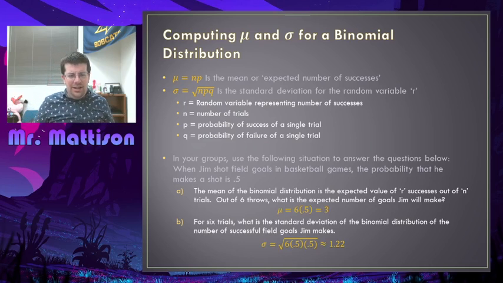Right, so again, we already kind of did A, 6 times 0.5, because that's your probability of success. And then for my standard deviation, 6 times 0.5 times 0.5, because success and failure are both 0.5. And then we square root it, and you should get about 1.22 as your standard deviation there.